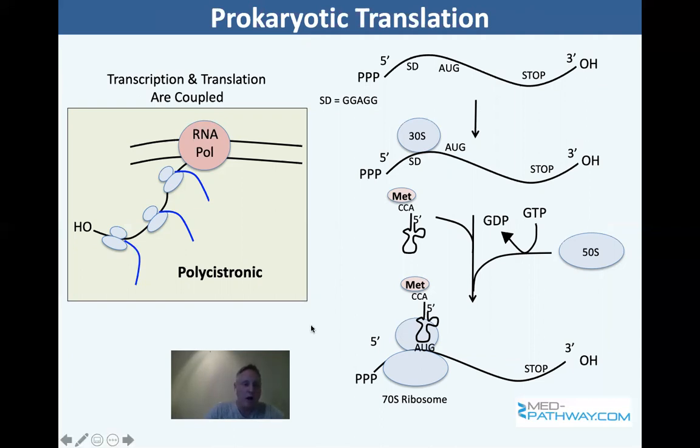But what you should recognize is that prokaryotes are polycistronic. That is, the RNA polymerase is transcribing while the ribosomes are actually translating. And you can do this because both events occur in the actual cytoplasm.